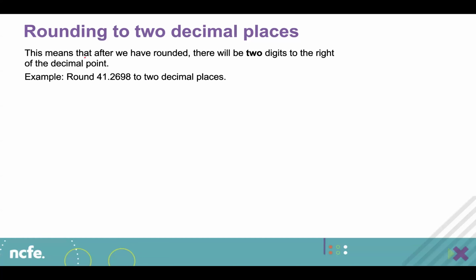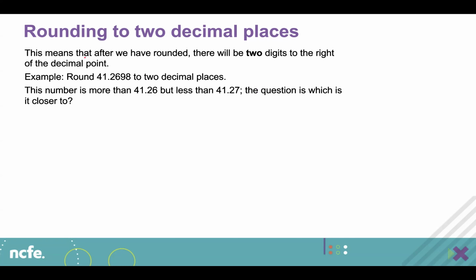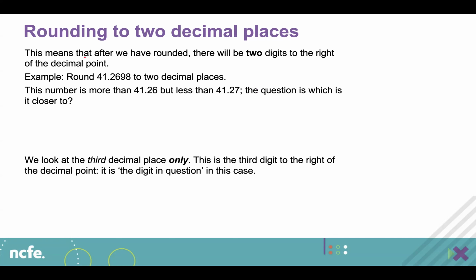For example, round 41.2698 to two decimal places. This number is more than 41.26 but less than 41.27. The question is which is it closer to? We look at the third decimal place only. This is the third digit on the right of the decimal point. It is the digit in question in this case.